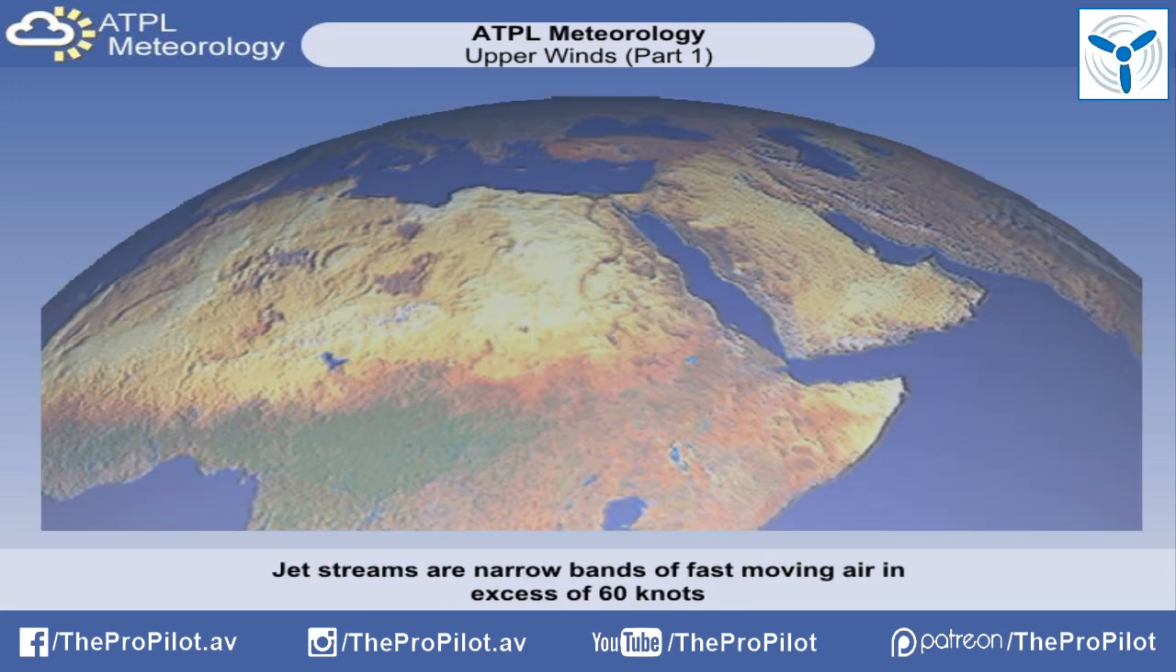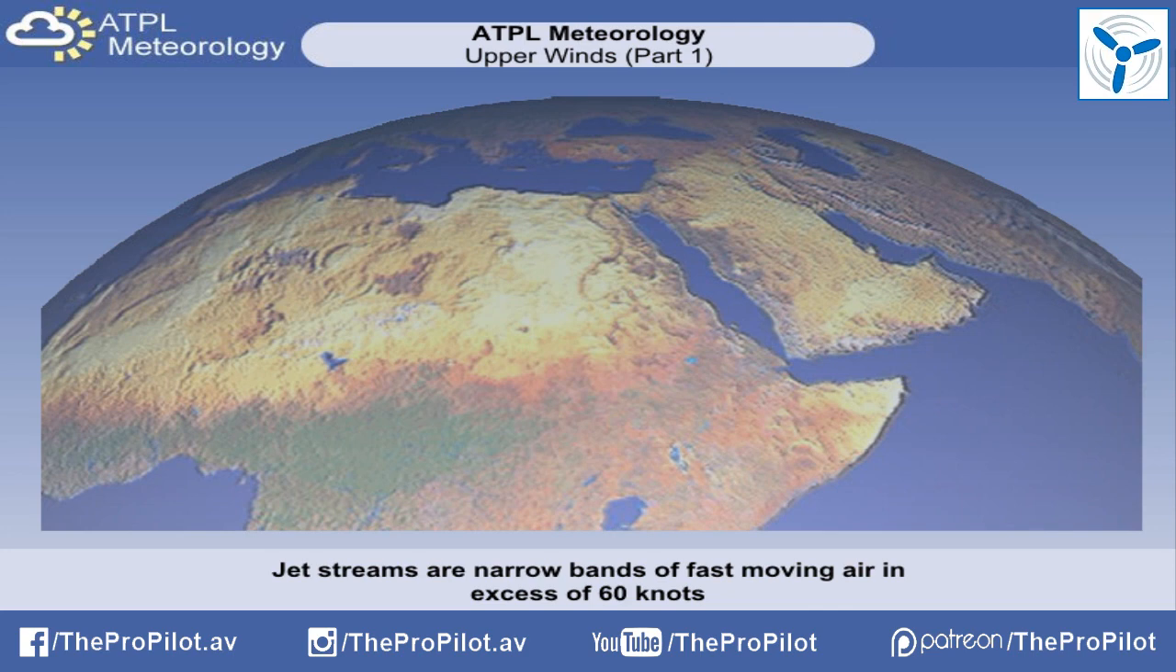However, in the upper atmosphere we can find very narrow, fast-moving currents of air. If the upper winds exceed 60 knots, then these winds are called jet streams. What causes these winds to be faster than normal? Remember that it was temperature variation that caused upper air pressure variation. Therefore, in order to create a strong upper wind, we would need a very strong temperature gradient to exist.